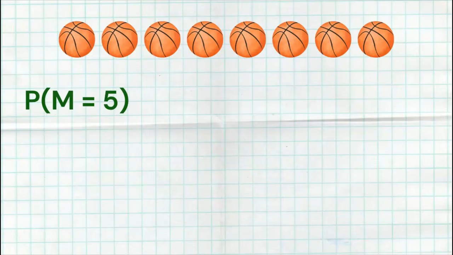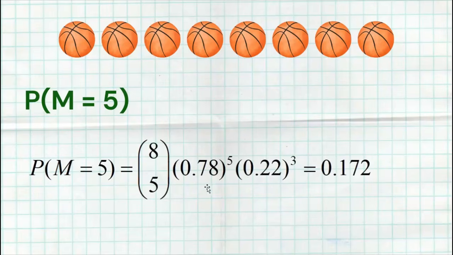All right, what about 5 makes? Well, same thing. 8 choose 5. 5 makes, which means there's 3 misses. Multiply all that out, we get 0.172.